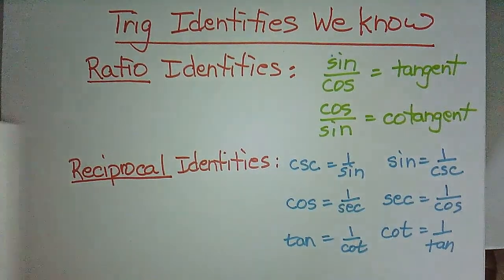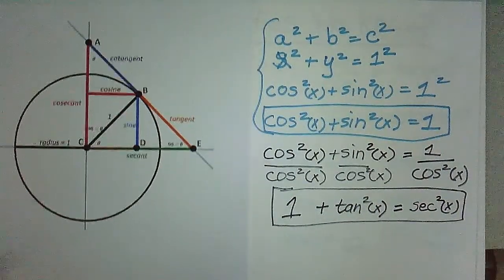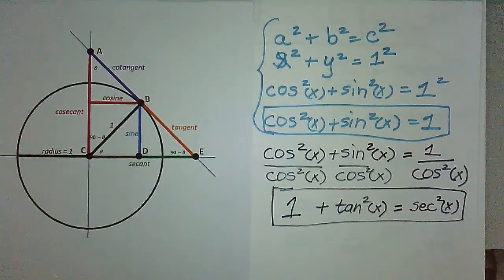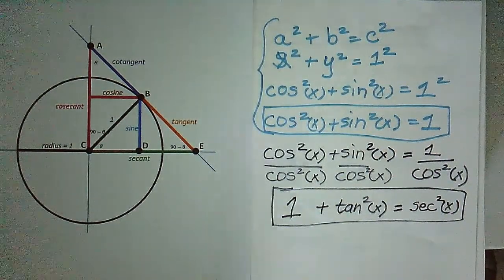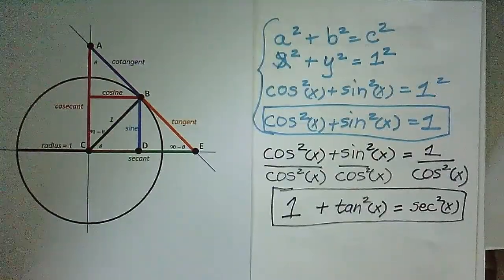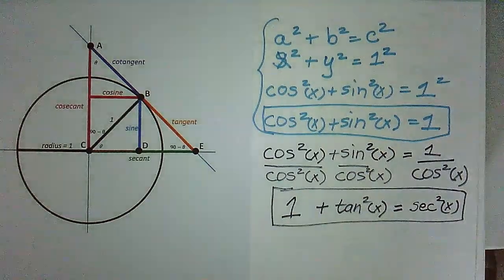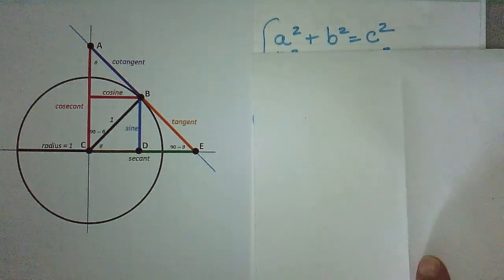The last group that we're going to learn about in Algebra 2 are the Pythagorean identities. Those of you who are going on to higher math will definitely learn more. So let's take a look at these Pythagorean identities, and this is where they come from.